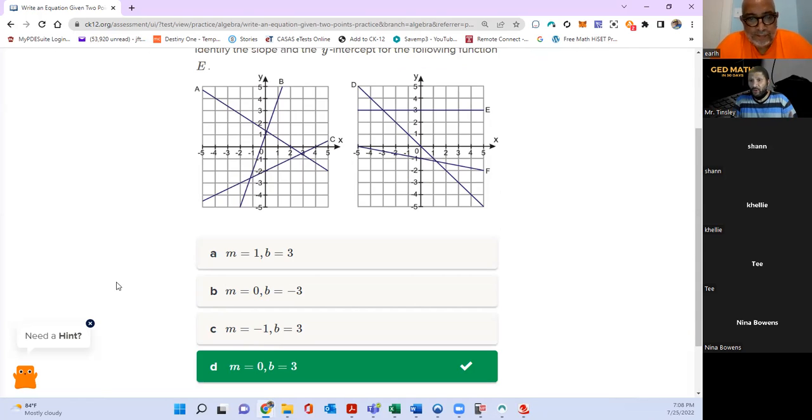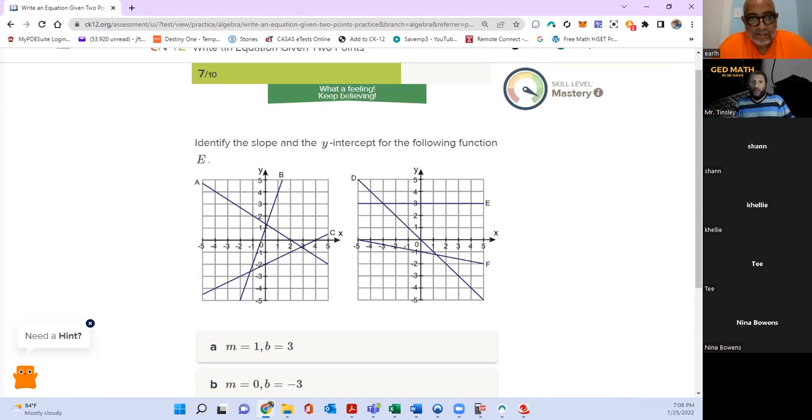When you see a difficult problem, just take deep breaths. What do I know? What are they giving me? That's the first thing you want to do right there. Identify. Okay, they want to know the slope and y-intercept of function E. I wouldn't have known that; I would have just been looking at all the lines, in the order A, B, C.